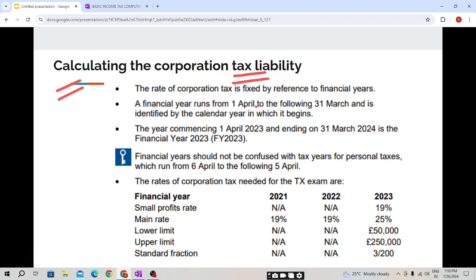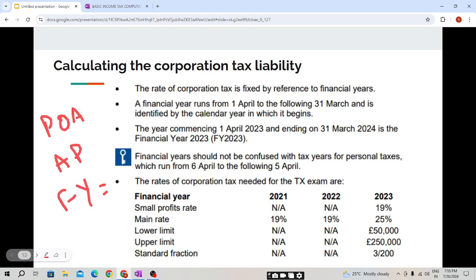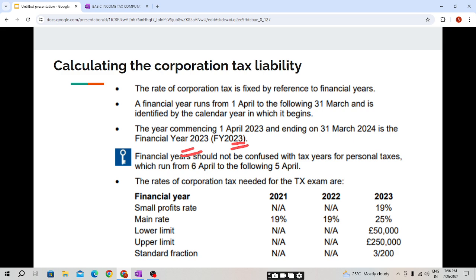The rate of corporation tax is fixed by reference to financial years. So students, we have covered what is period of accounts, then accounting period. Now financial year. Financial year runs from 1st April to the following 31st March and is identified by the calendar year in which it begins. That is, the financial year runs from 1st April to 31st March. I hope this is clear. The year commencing on 1st April 2023 and ending on 31st March 2024 is the financial year 23, FY23.